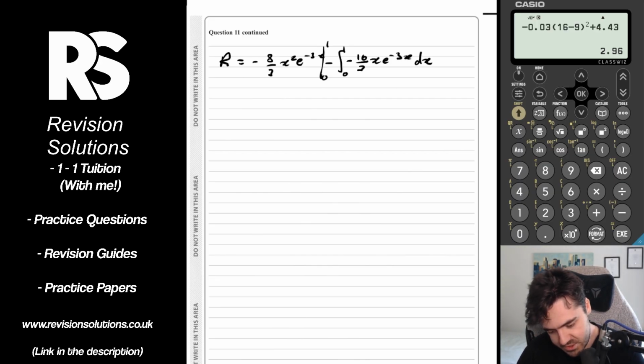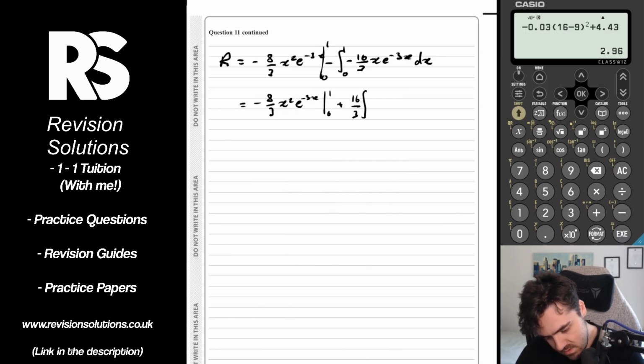So let's just watch out for that. That's going to be a double minus becoming a plus. In fact, let's just write that out now. We've got -8/3 x squared e to the -3x between 1 and 0. As we plus, let's pull the 16/3 out as well. x e to the -3x dx between 0 and 1.